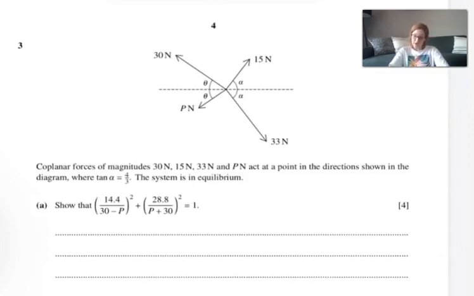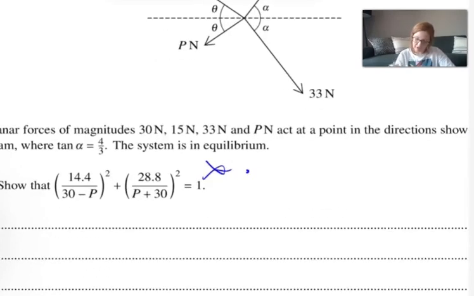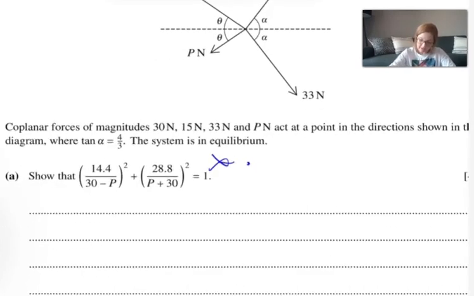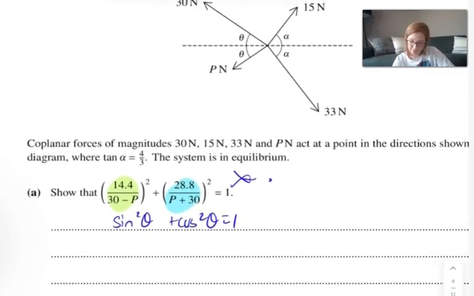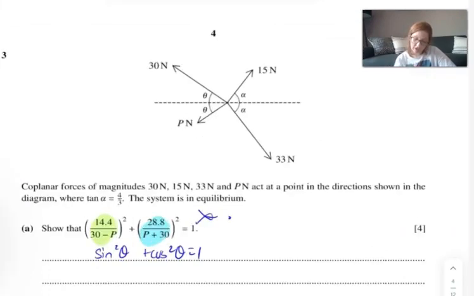So this looks like a forces and equilibrium question, but I see that they've got an interesting concept going on down here. I haven't read the question yet, but when I see something like this, something squared plus something squared is equal to 1, it makes me think of sine squared theta plus cos squared theta is equal to 1. Okay, so I've just got that in the back of my mind. But let's actually read the question.